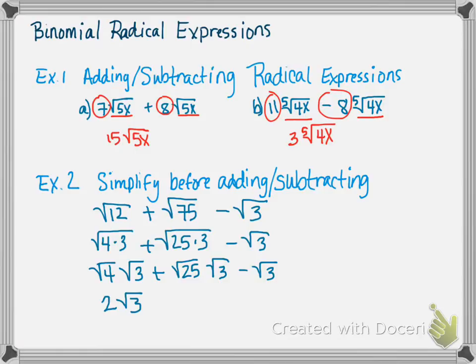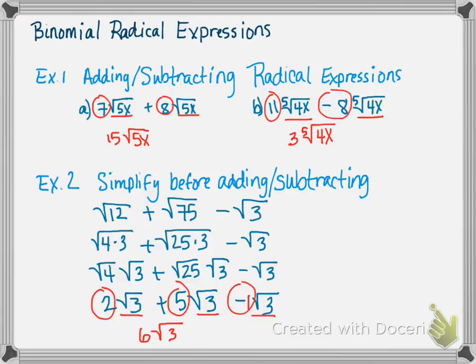Simplifying further, we've got 2 radical 3 plus 5 radical 3 minus radical 3. So now the radicals are identical. We've got 3 underneath the radical. The index is 2 in all cases. So let's combine the outside terms. 2 plus 5 minus 1. We are left with 6 radical 3, and that is our answer.